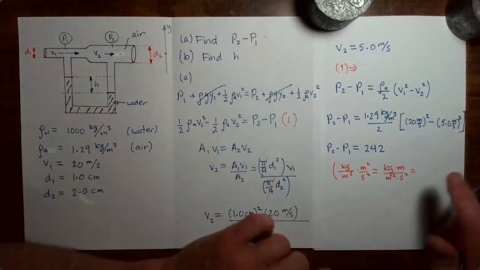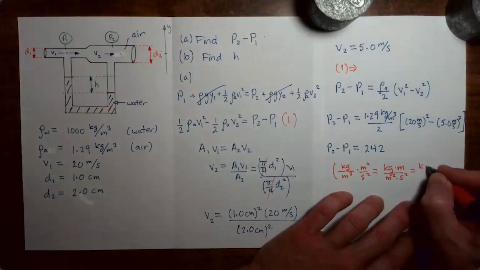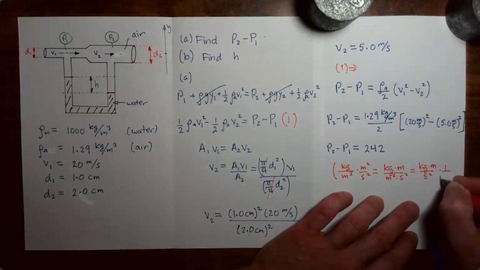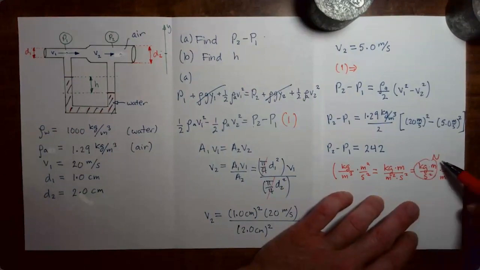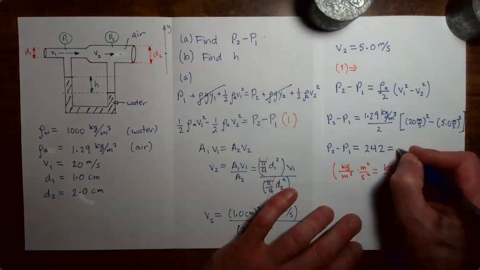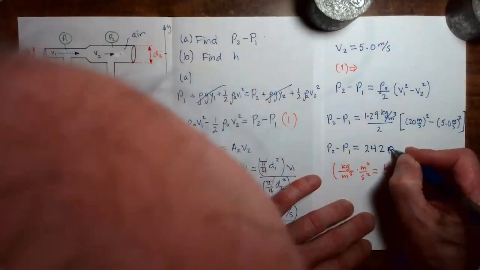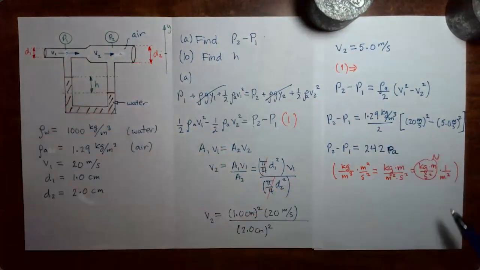But now look at this. Just exchange the order of second squared and meters squared, and I get kilograms meters per second squared times 1 over meters squared. So this is a Newton. And then we have newtons per square meter, which is the same as a pascal. So our pressure difference is 242 pascals, which would be the correct unit for pressure.